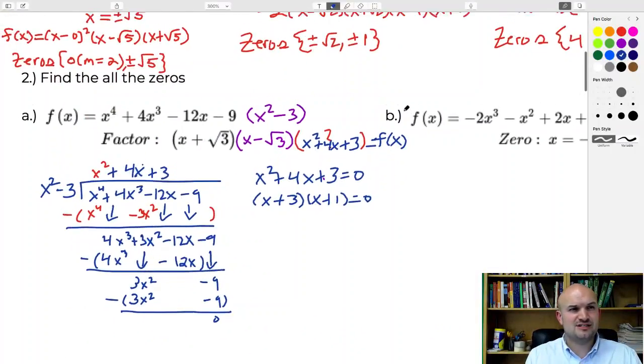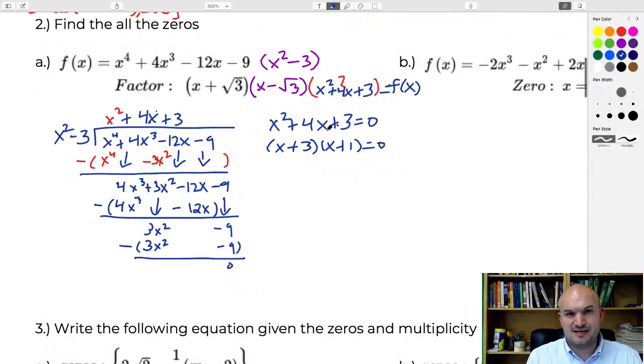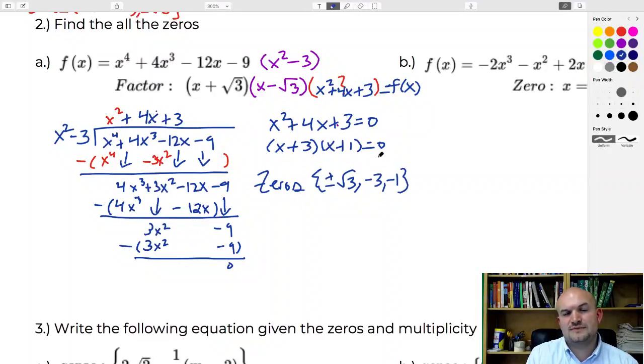Now, what else did my directions say? It just said find all the zeros. So my zeros, I'm going to kind of skip ahead because I'm going to use the zero product property and solve. So therefore, you can say your zeros are going to be plus or minus the square root of 3, negative 3, and negative 1. Okay, because again, I'm using the zero product property from here.